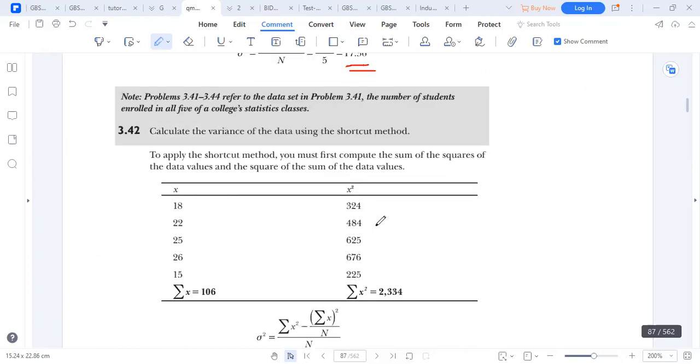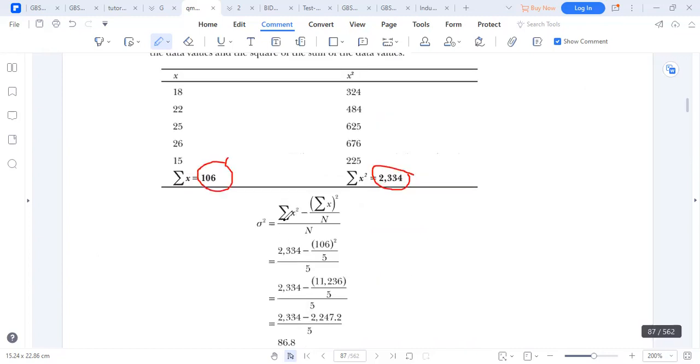The shortcut I love is to square each value: 22 squared, 25 squared, 26 squared, 15 squared. This is called our summation of x squared. This is summation of x. And just use the formula: summation of x squared minus summation of x, all squared, over n, divided by n. So 2334 minus 106 squared over 5, divided by 5.